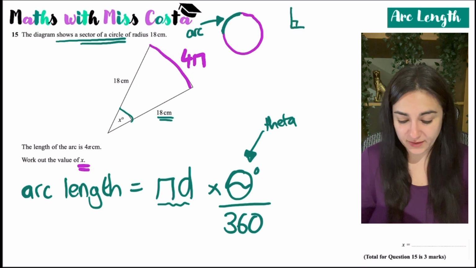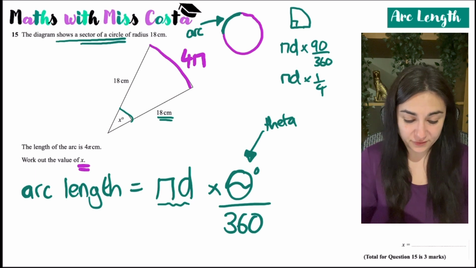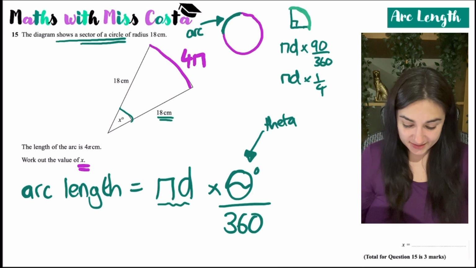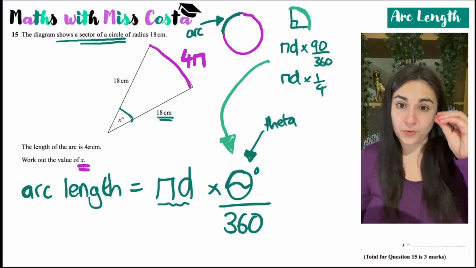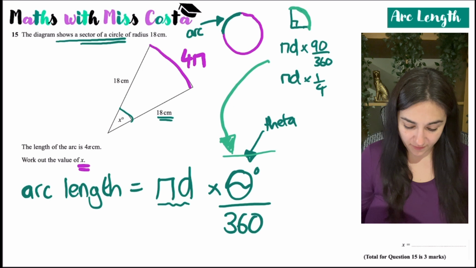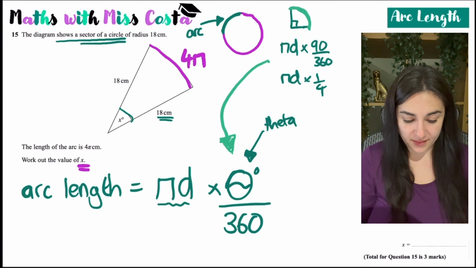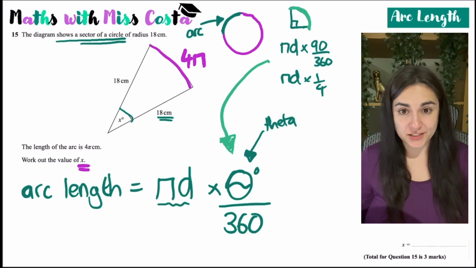For instance, just to briefly illustrate this, if it was a quarter of a circle, the circumference of a circle is pi times diameter, and I times that by 90 over 360, which simplifies to a quarter, which is why you would just divide the circumference by a quarter to work out the arc length of a quarter of a circle. But translate that to something that isn't a nice 90-degree angle. That's why we do the angle over 360. Okay, so the formula for arc length, if you didn't know it, just write it down, is pi d times by theta over 360.